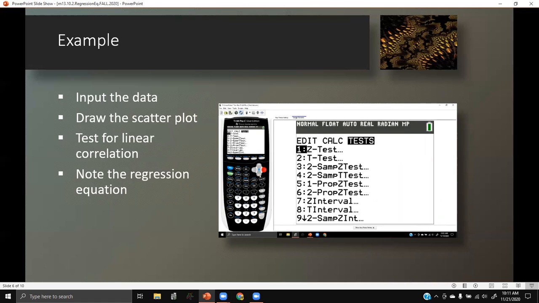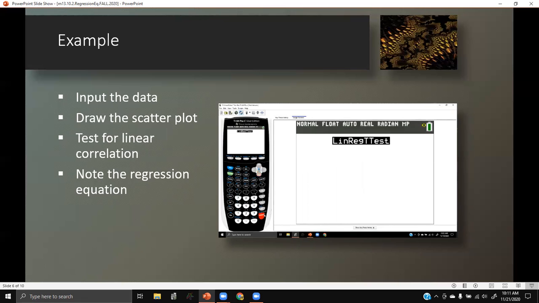You can now go ahead and run the test. You'll use linear regression t-test or LinRegTTest. It's way down near the bottom. The semester is almost over. It's like, in fact, it's past all of the numbers and it's into the letters. D or something? No. E? No. F? Yes, F. So linear regression t-test, it asks you for a list.